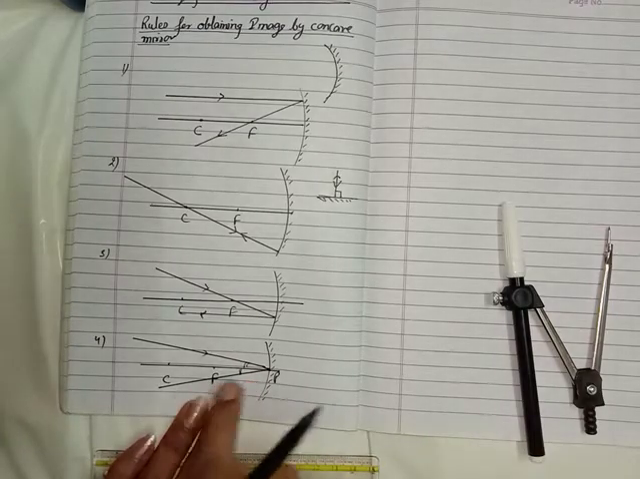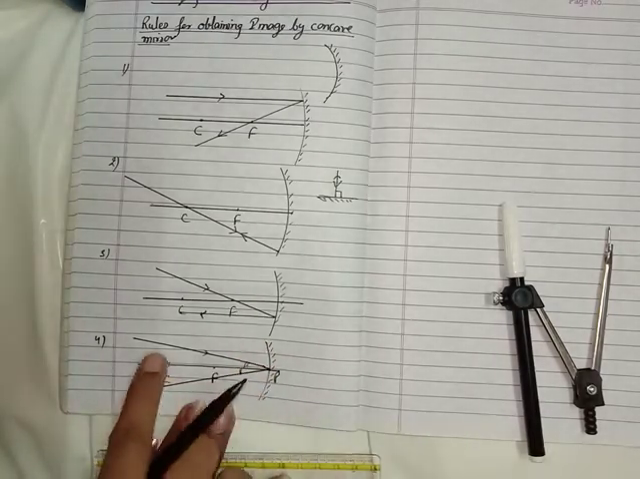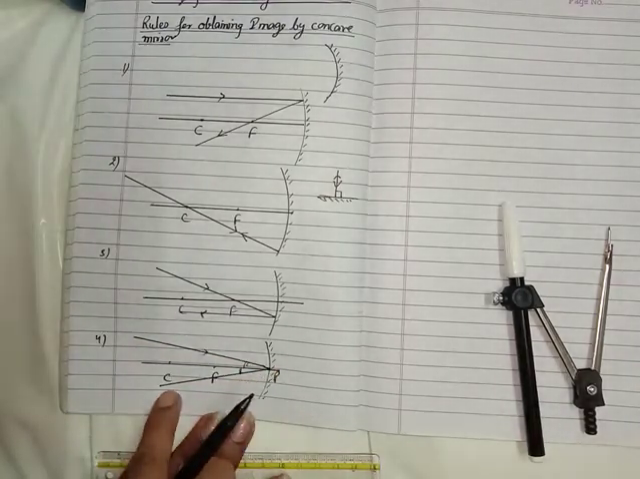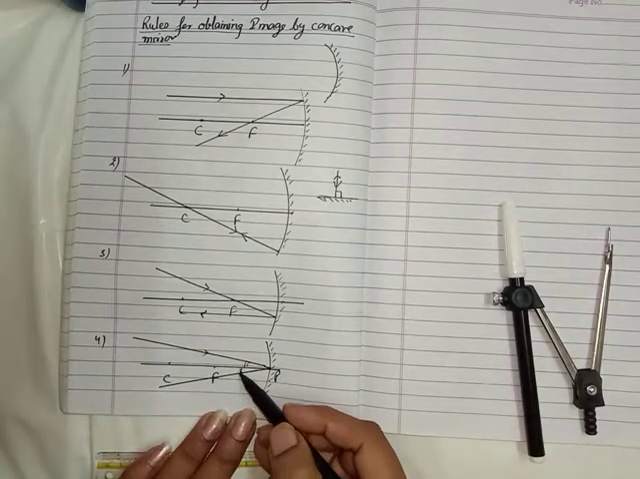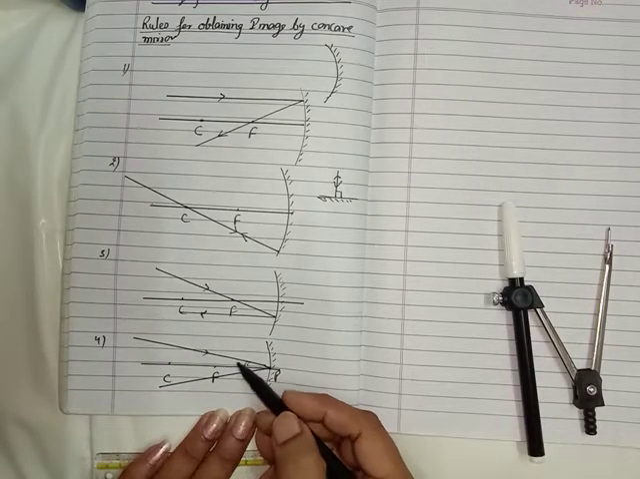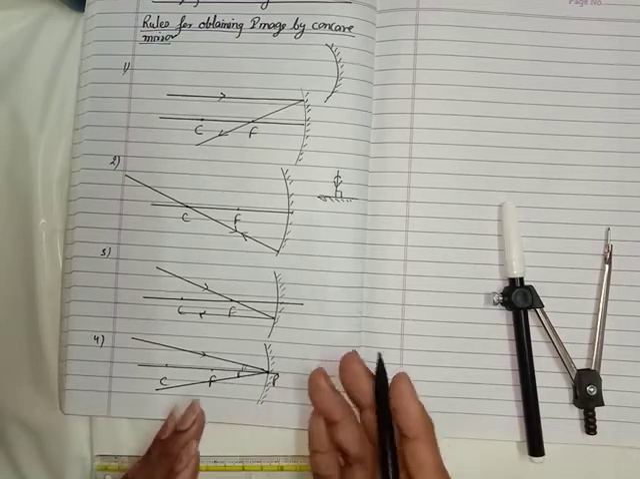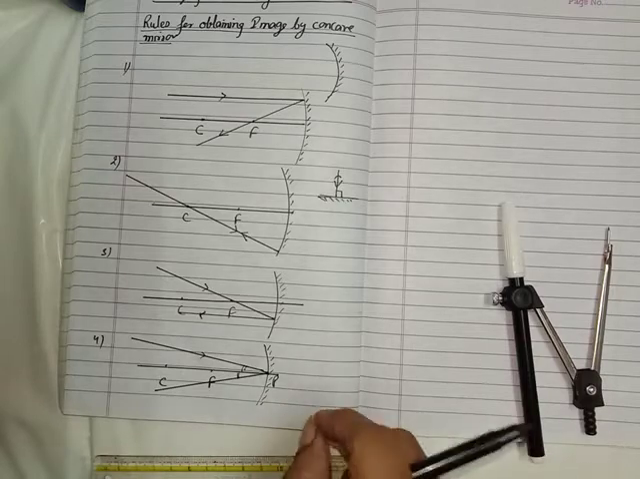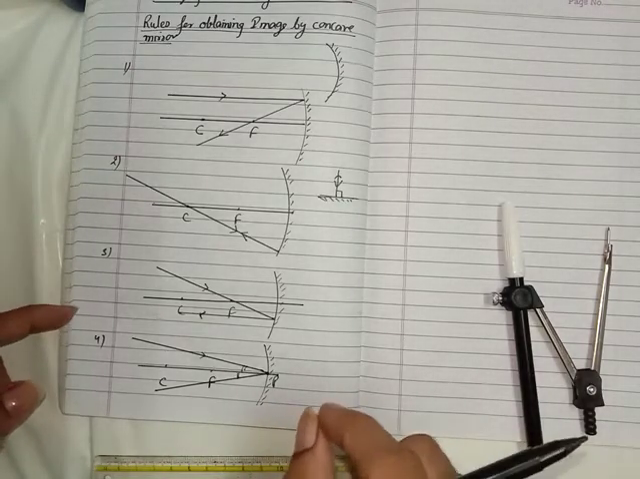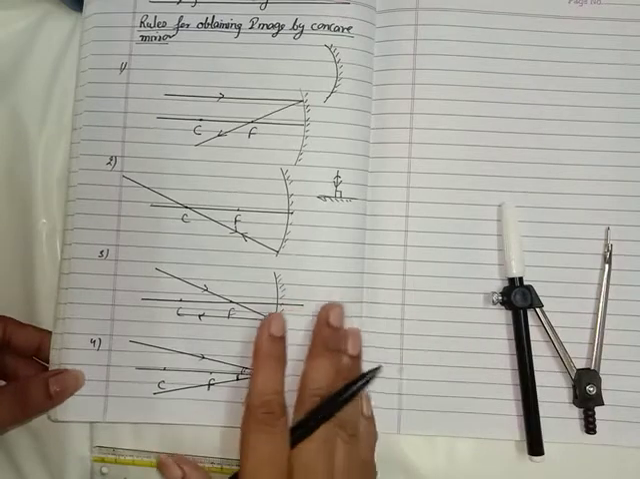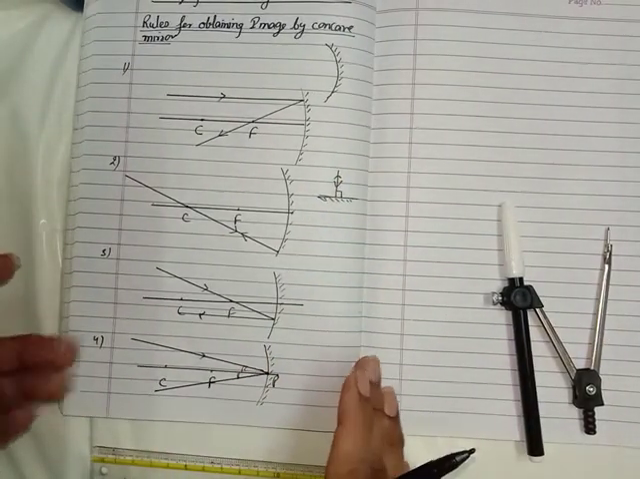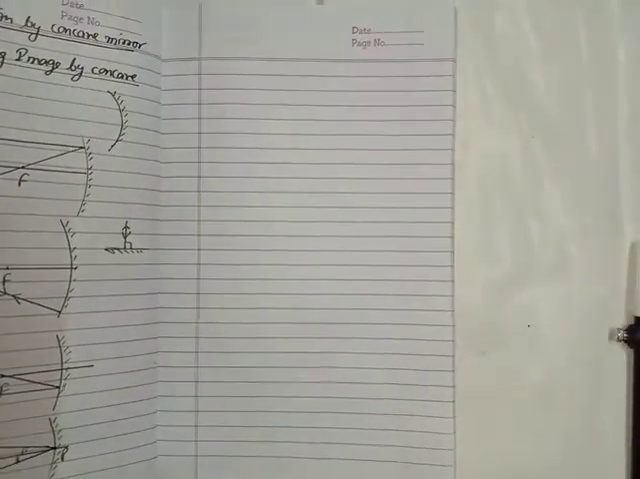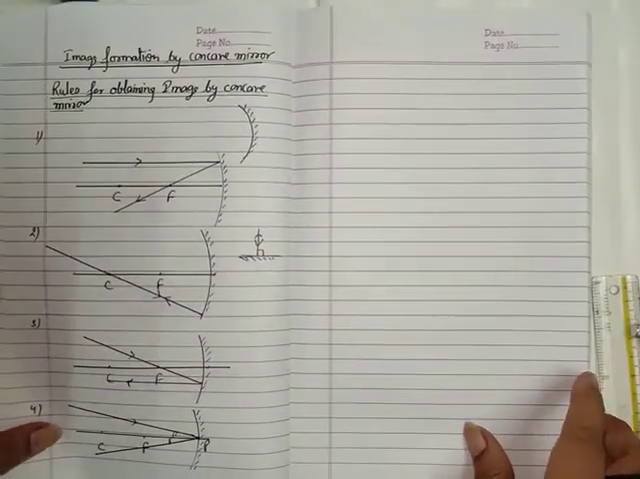Okay, it means on this mirror, if the light ray is incident on the pole, it is always reflected in a path which makes an equal angle with the principal axis. These angles will be equal. Actually, any mirror, like the plane mirror, the concave mirror, or the convex mirror, always follows the rules of reflection. Okay, now these are the 4 rules which we have to follow for image formation by the concave mirror. Now we are going to prepare the images by using the concave mirror.